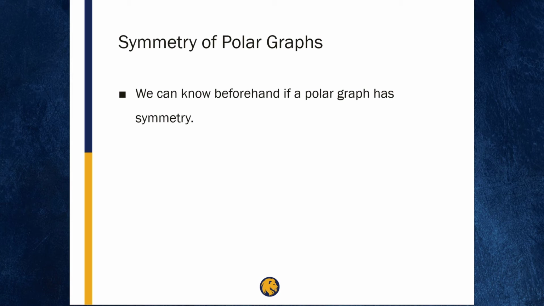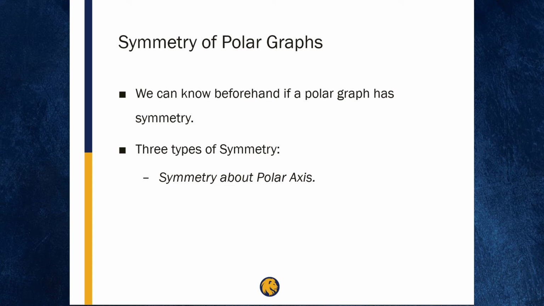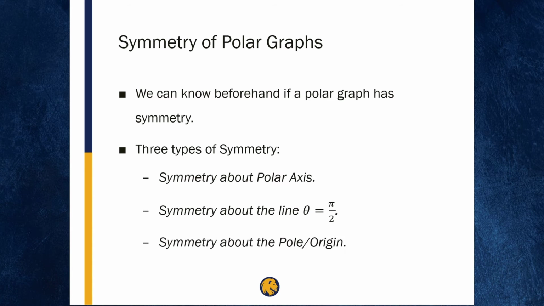Now we can tell beforehand if a polar graph will have particular types of symmetry. And there are actually 3 types of symmetry in polar form. Symmetry about the polar axis, symmetry about the line theta equals pi over 2, or symmetry about the pole or origin.